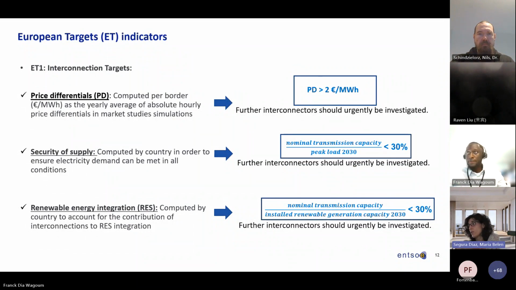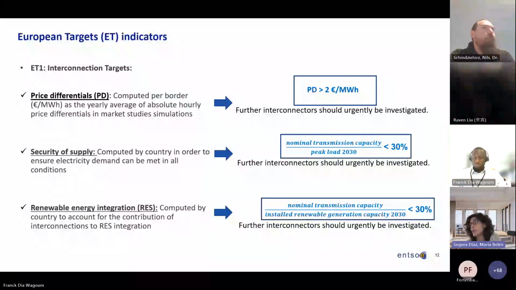As you may know, by 2020 we have the recommendation of a 10% interconnection ratio that should be achieved by all countries. It was computed by dividing the transmission capacity by the installed capacity of that country. And by 2030, we have this 15% interconnection ratio, but there was no methodology to compute it. So for that reason, an expert group was established.